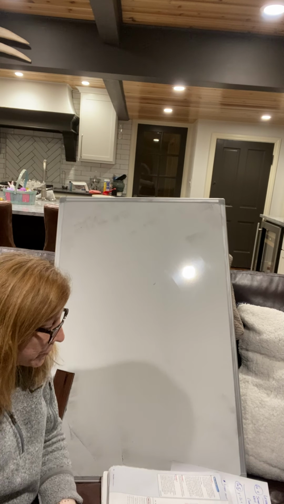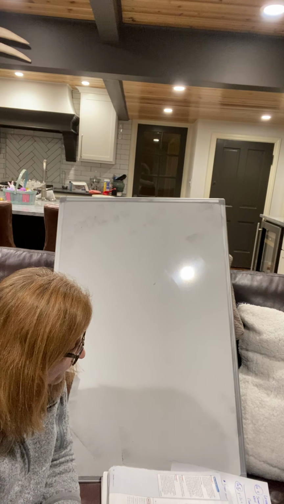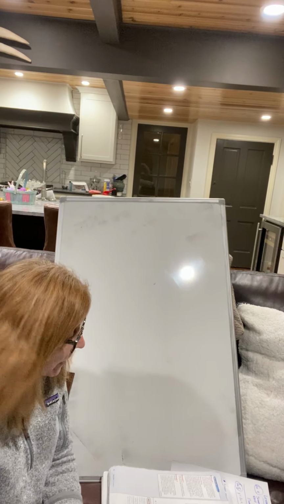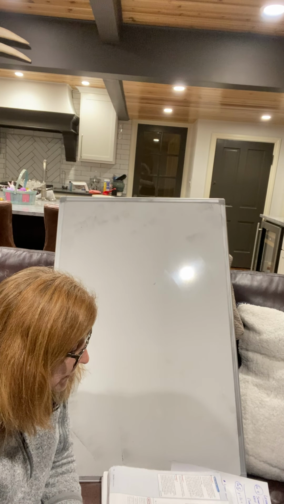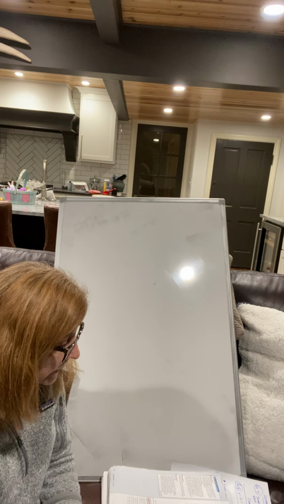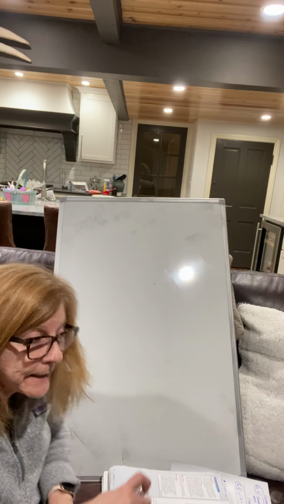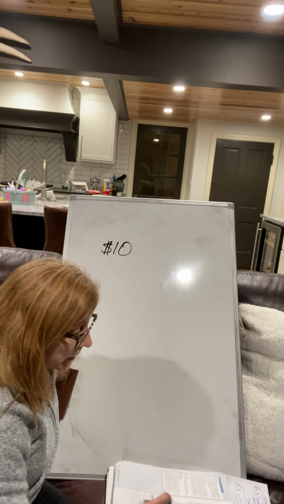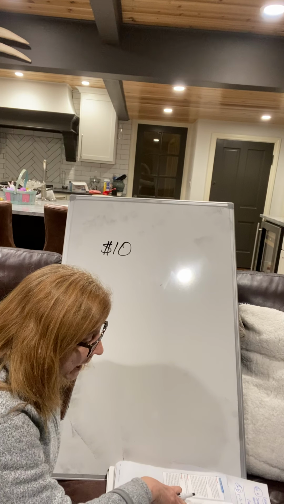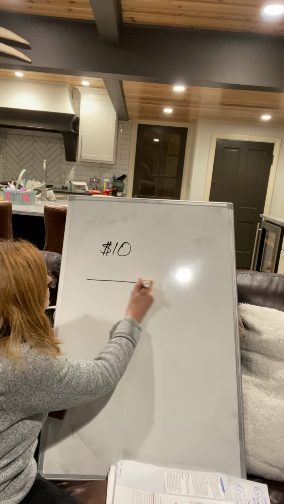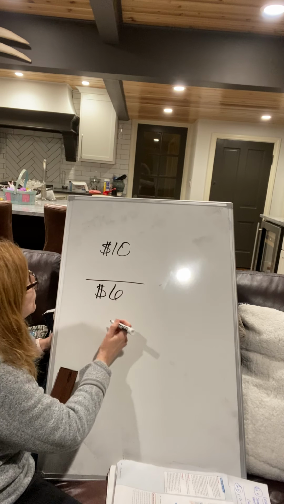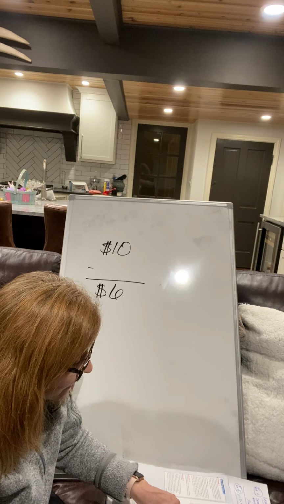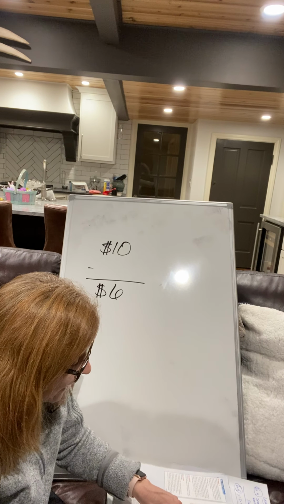All right, example 2. It says, Javon paid for 5 pounds of apples with a $10 bill. Okay, so he had $10. It says that his change was $6. So he got back $6. What was the cost of each pound of apples?